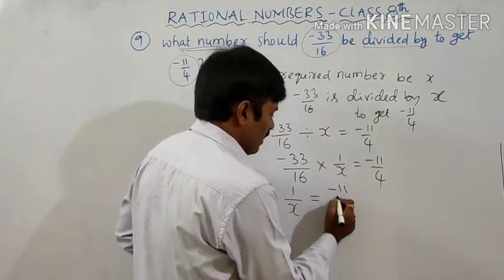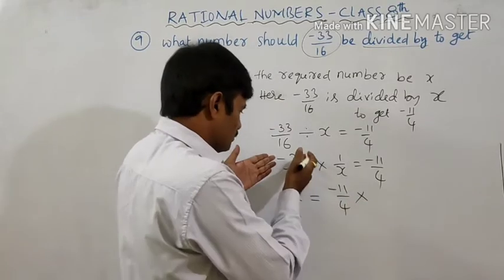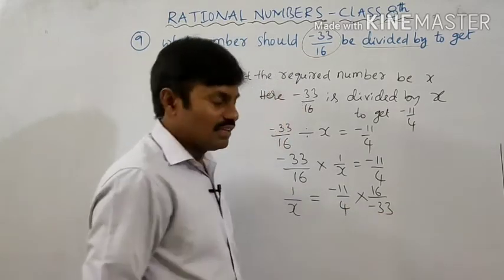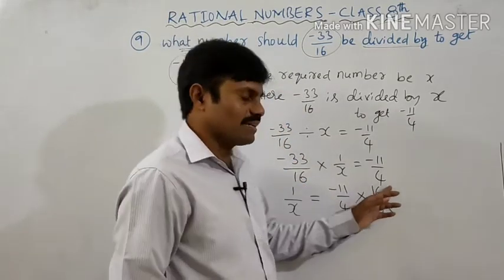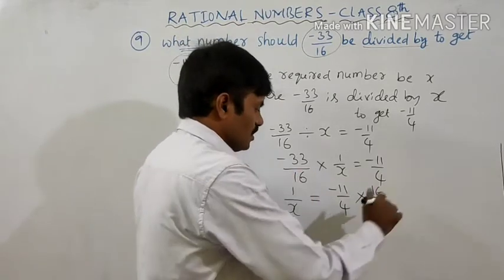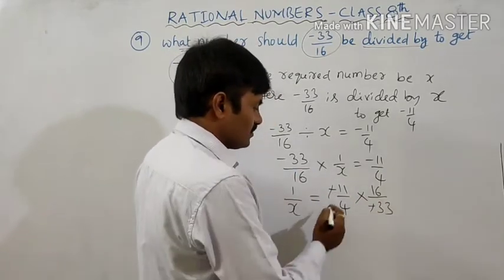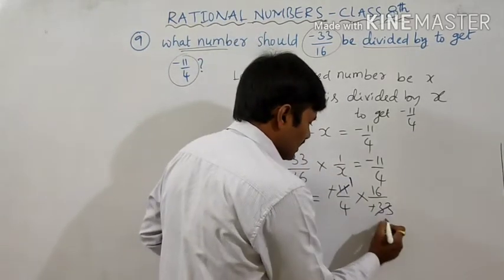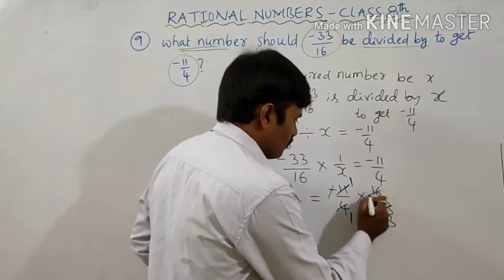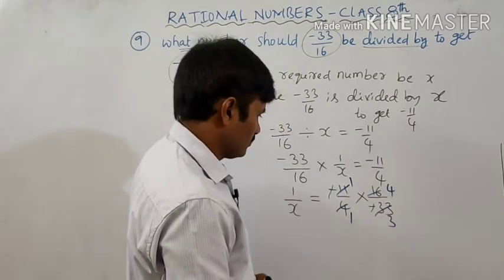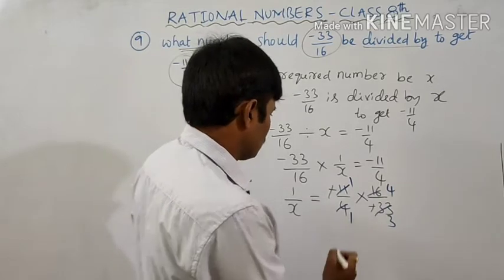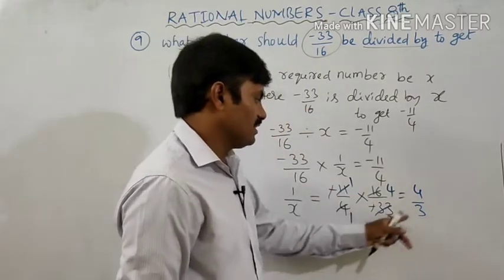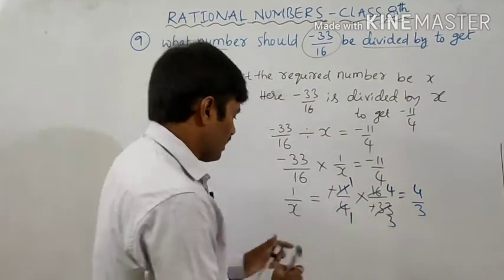Then it becomes minus 11 by 4 into the reciprocal of this one, that means 16 by minus 33. The reciprocal of minus 33 by 16 is 16 by minus 33. So here the minus gets cancelled. Then 11 1s are 11, 11 3s are 33. Here 4 1s are 4, 4 4s are 16. Then what is remaining? 1 4s are 4 by 3. 4 by 3 is remaining. So here the 1 by x value is 4 by 3.